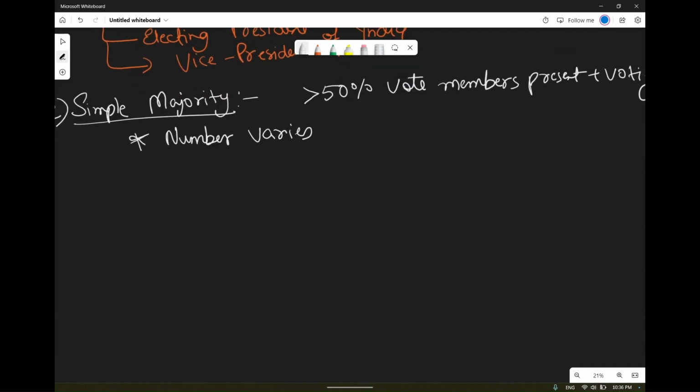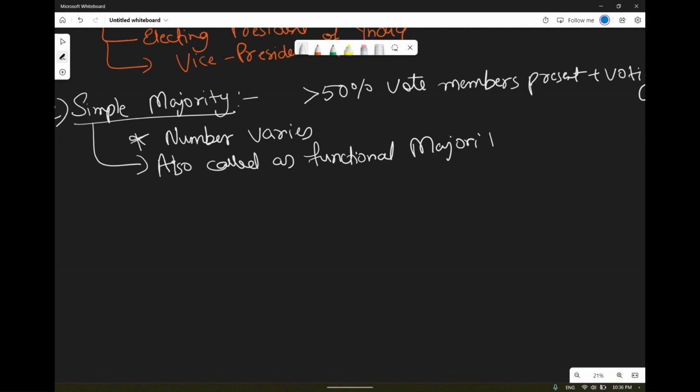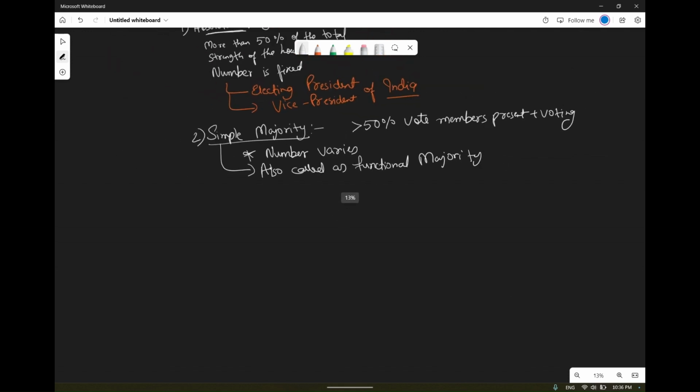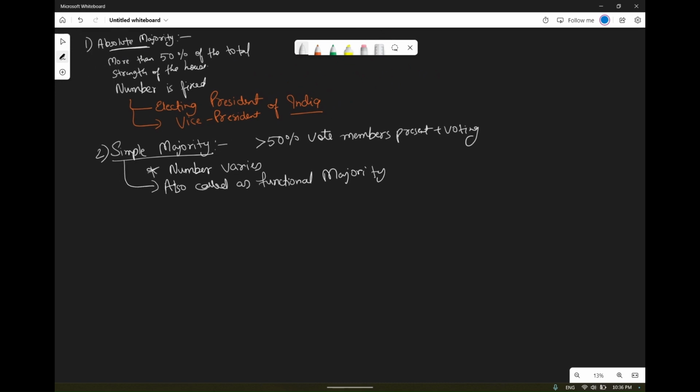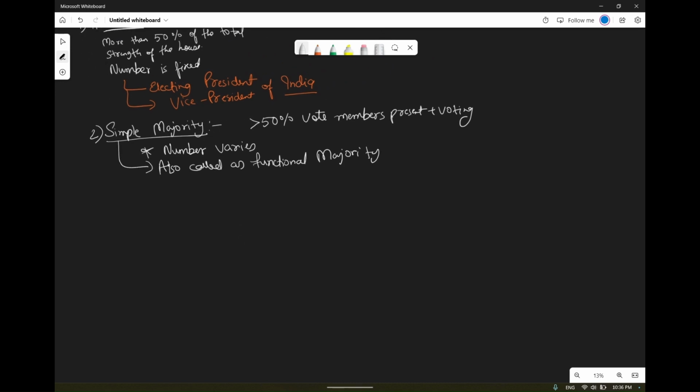This simple majority is also called a functional majority. I hope you are understanding it. Very easy concept. I'm telling you in very layman terms. Okay, now where does it come into use, when is simple majority required?